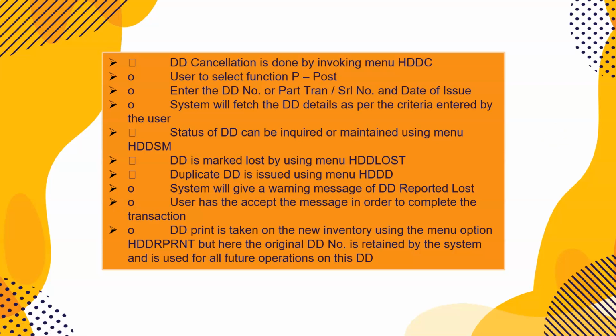DD is marked lost by using HDDLOST. Duplicate is issued through HDDDUP. Some of these commands may slightly vary from different banks. More or less, process and functionality is the same here. System will give a warning message, DD reported lost. User has to accept the message in order to complete the transaction. DD print is taken on a new inventory using menu option HDDRPRNT, but the original DD number is retained by the system and is used for all future operations on this demand draft here.